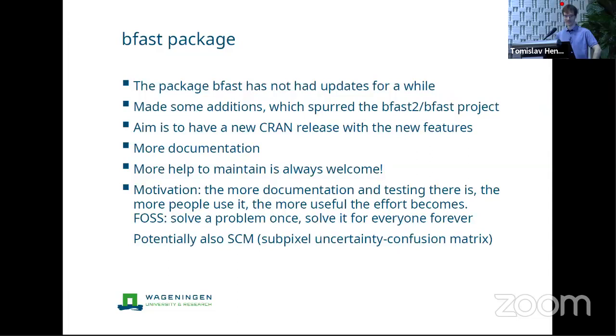So the BFAST package, I mentioned, is about detecting breaks in time series. It has not had updates for some time, so we're trying to make a new version of it. And that spurred the BFAST2 project. On GitHub, you can find it, and it's the new code that we have. We aim to have a new release on CRAN with the new features that we have.